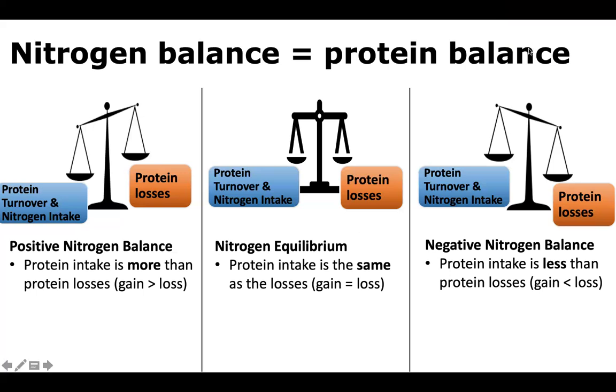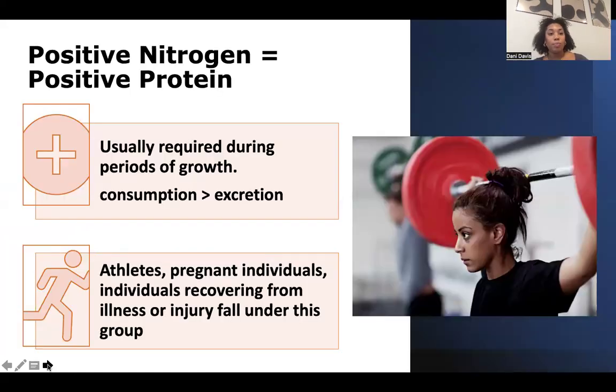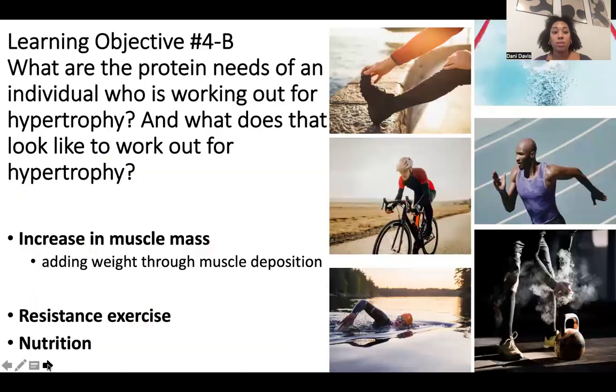The next slide, if I can. So positive nitrogen equals positive protein balance, usually required during periods of growth. So consumption is greater than the excretion. Athletes, pregnant individuals, and individuals recovering from illness or injury fall under this group. So we would want a higher protein intake for these different populations.